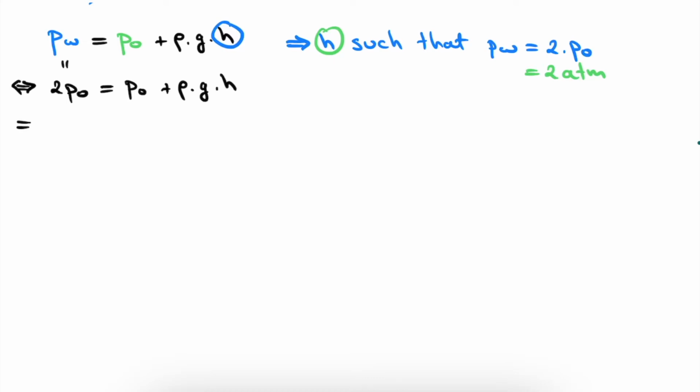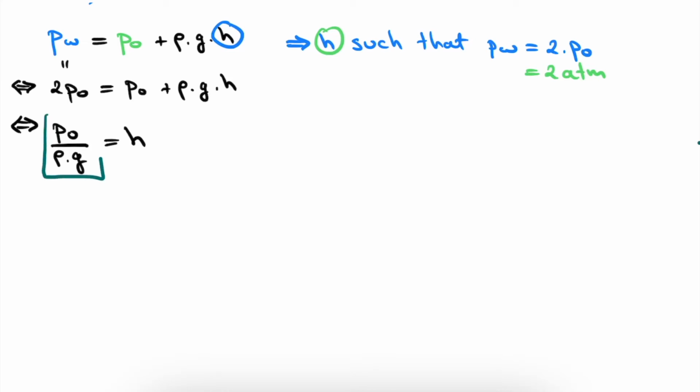And at this point we can rearrange the terms in this equation. So we bring this P0 to the other side of the equality sign, which means that we have to subtract it from this 2 times P0. So we simply remain with P0, and then we divide away this rho times g. So we divide this by rho times g, and we already have our h.